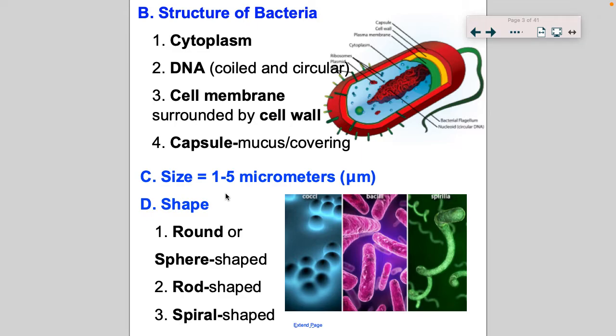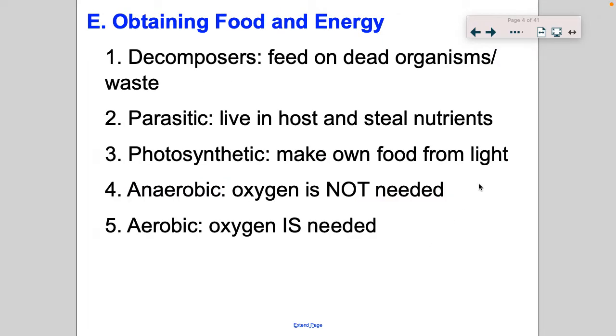They're small, 1 to 5 micrometers, and 3 shapes that you can find bacteria in: round or sphere shaped, rod shaped, or spiral shaped. Because bacteria are found everywhere and almost in every environment, they have quite a few different ways that they get food and energy. So there are some bacteria that are decomposers. They feed on dead organisms and waste products. There are some bacteria that are parasitic, which means they live in the host and they steal nutrients. There are some bacteria that are photosynthetic. They make their own food from sunlight.